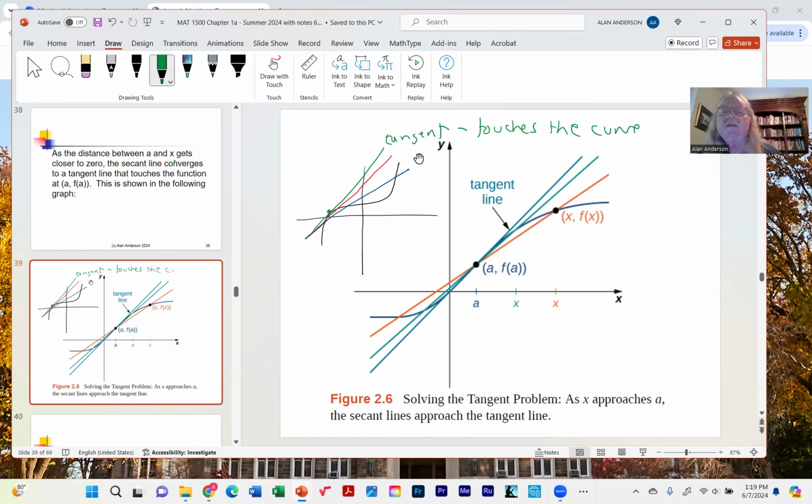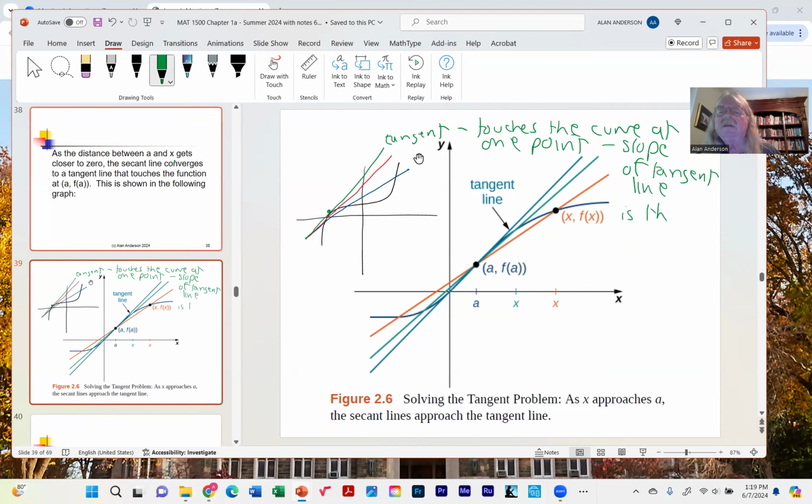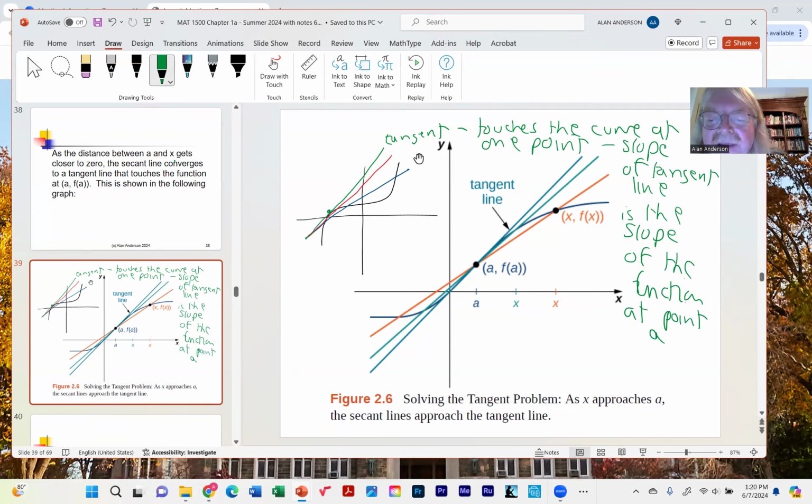And that means the slope of this tangent line is the slope of the function at that point. We're going to need this result to derive derivatives, which are the heart and soul of chapter 2. But we have to get these 2 points infinitely close to each other in order for this to happen. In other words, we're taking a limit here.